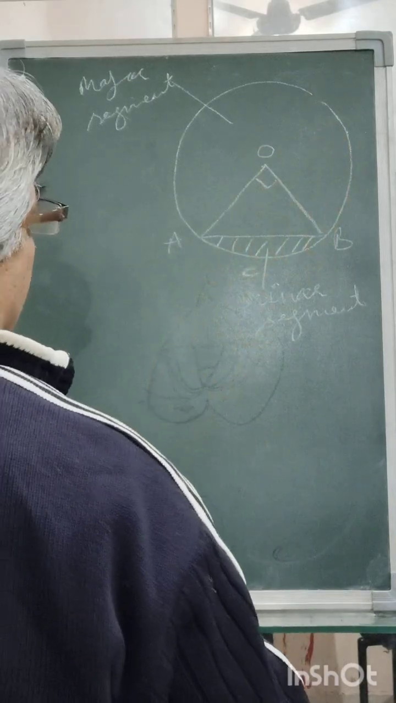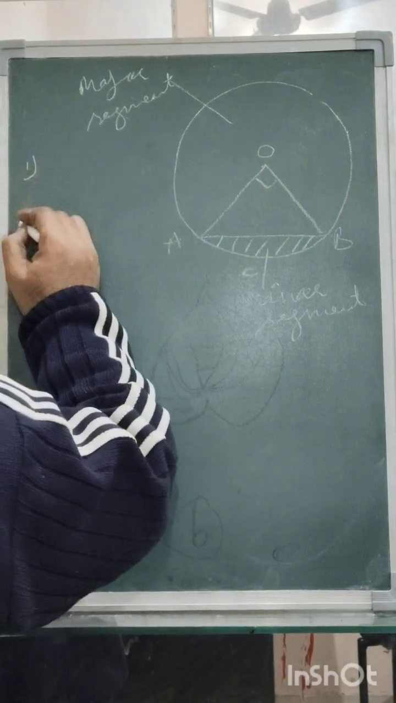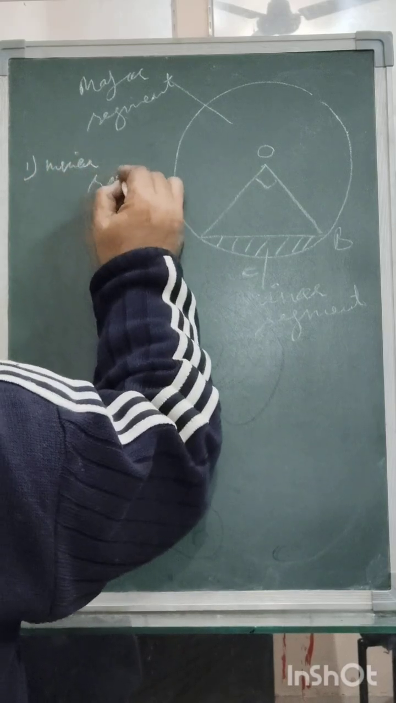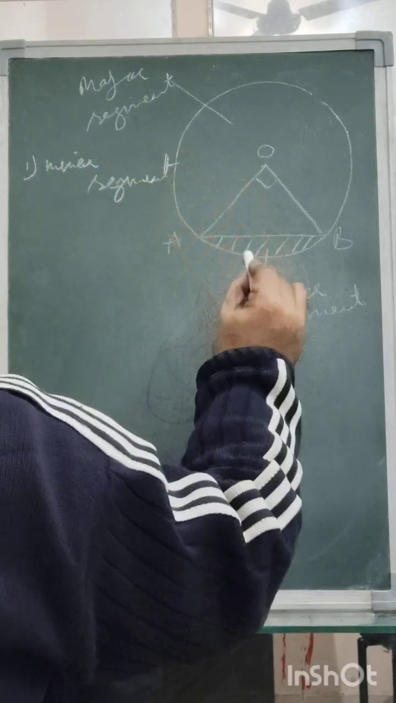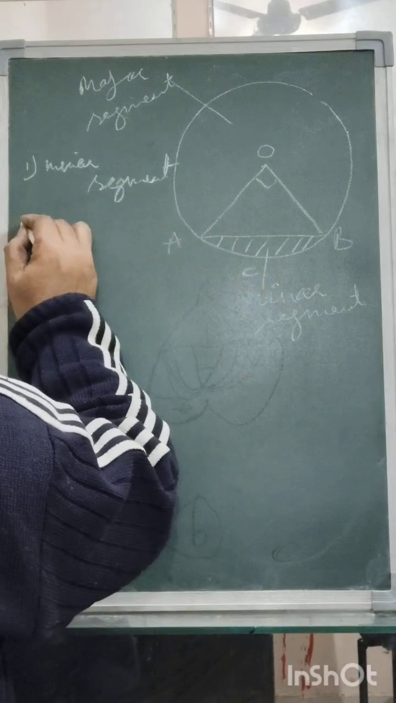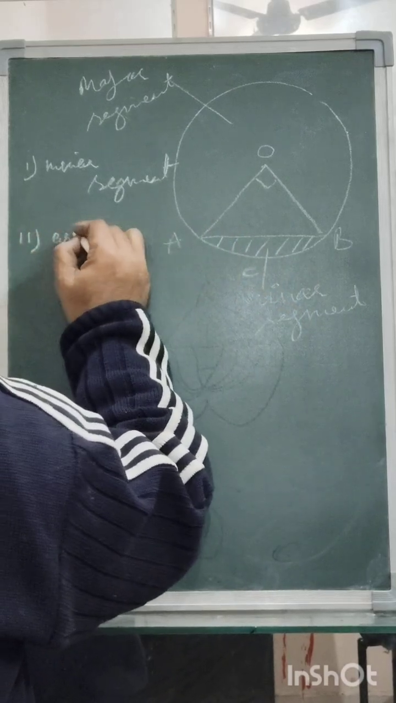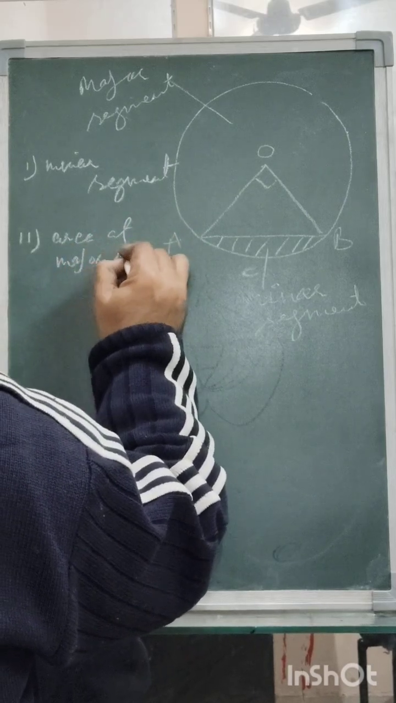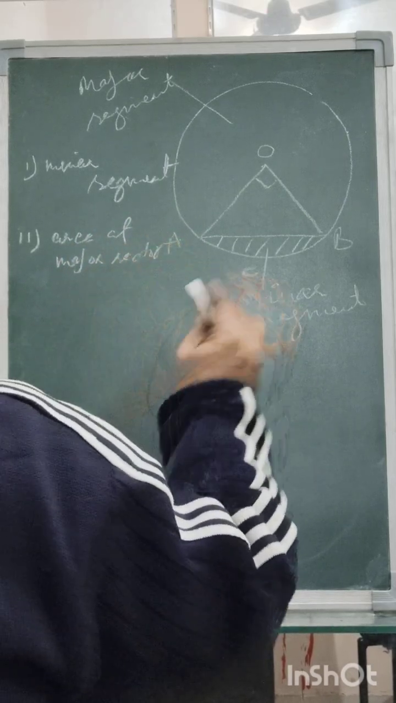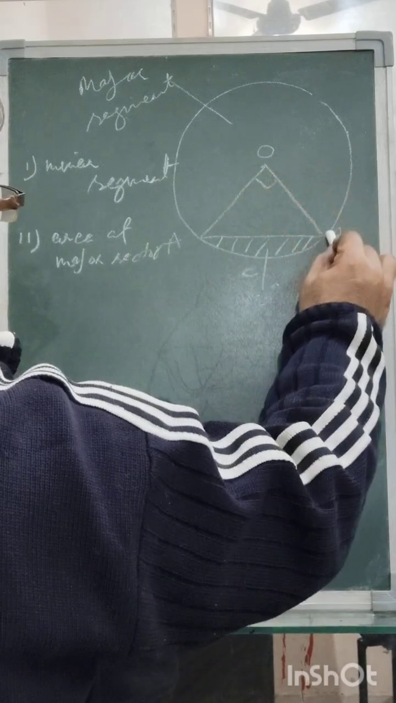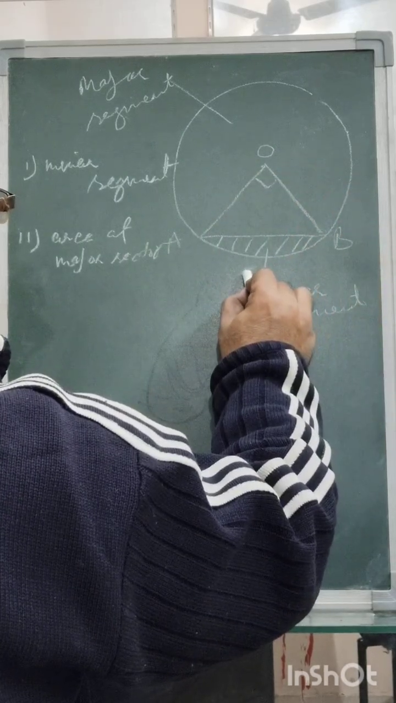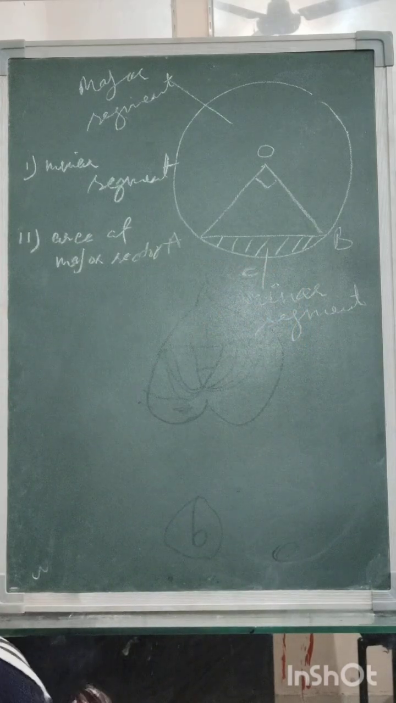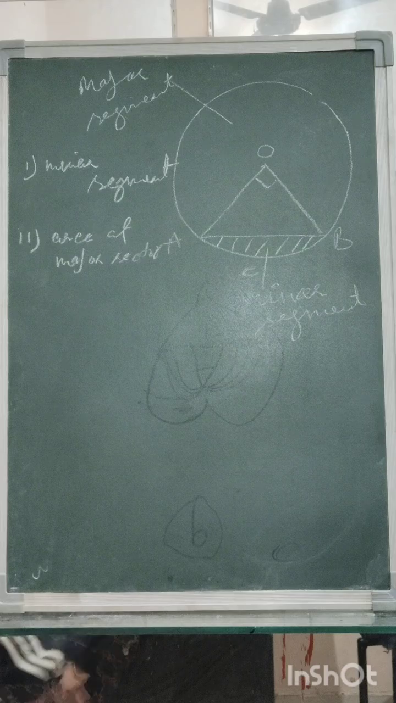So we have to find number one, the area of the minor segment, this part, and number two, the area of the major sector. This area AOBC is the minor sector and the remaining part of the circle is the major sector. Let us solve the question.